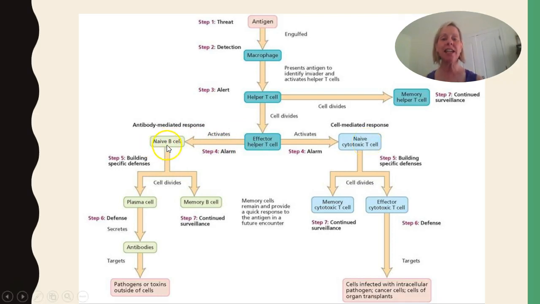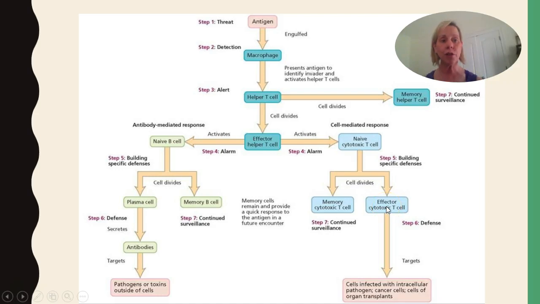You see here naive, and what naive means is they haven't been exposed before to this foreign antigen. So they're just learning. They're naive. They're learning how to respond, how to recognize it. So the helper T cell helps them and activates them. They're then going to divide, and as that divides, some of these cells are going to become memory killer T cells or cytotoxic T cells. And others are going to become effector cytotoxic T cells.